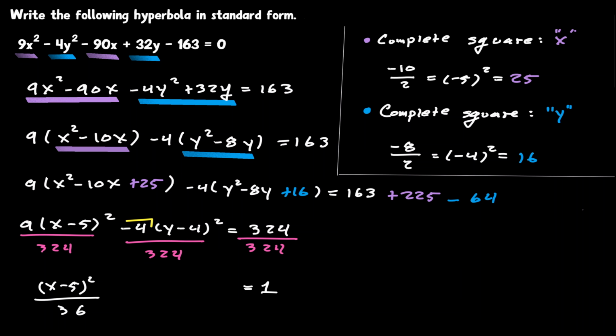The same with the y's. Let me take a look at the fraction that I have in front of the parentheses. Negative 4 divided by 324. This can be simplified as 1 divided by 81. So the whole term that we have with the y's, we can write it out as 1 divided by 81 in the denominator. And now we got our standard form. Let me just make it nicer. Let me move the 1 a little bit closer to our result. So now we got our hyperbola in standard form.